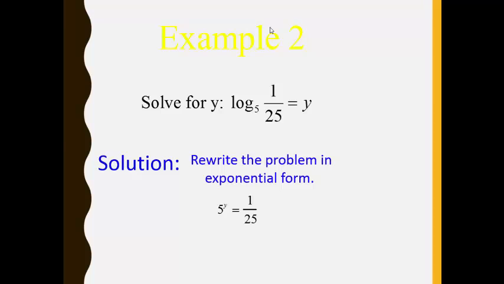So we would have what? 25 is 5 squared, right? But since it's in the denominator, we would need to write it as 5 to the negative 2, because that's what would make it 1 over 25. So now that the bases are the same, we're able just to say that the exponents must equal each other. So now we can say y equals negative 2. And we are done.